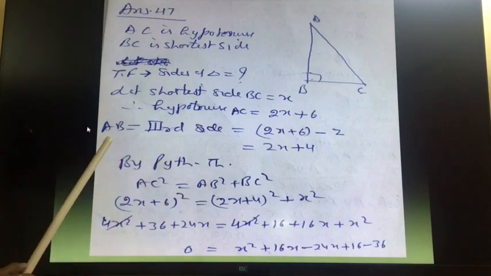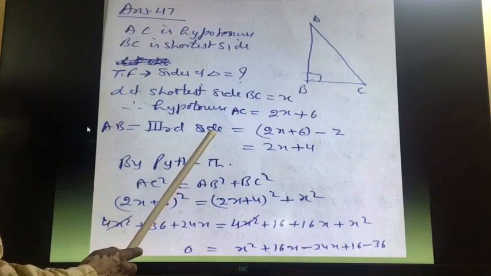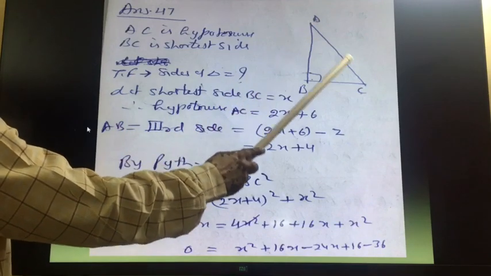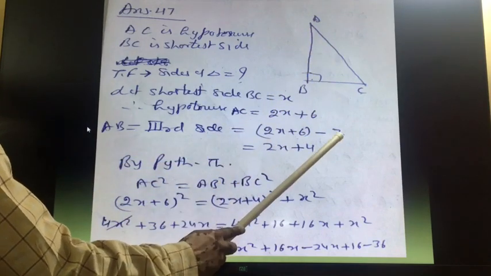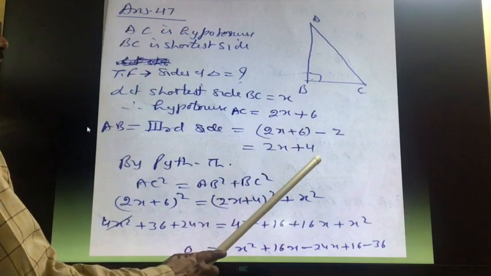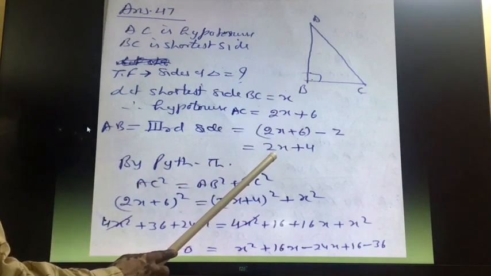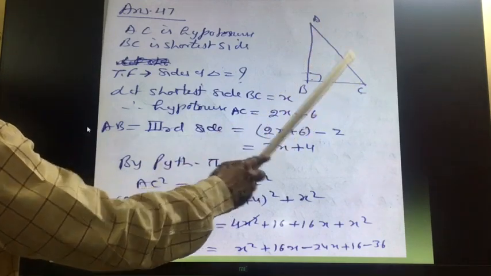Now about the third side, that is AB. It is given 2 less than the hypotenuse. The hypotenuse is AC, that is 2x plus 6. From this 2 less, so minus 2, you will get 2x plus 4. This is the value of the third side. So AB is equal to 2x plus 4, BC is equal to x and hypotenuse AC is equal to 2x plus 6.